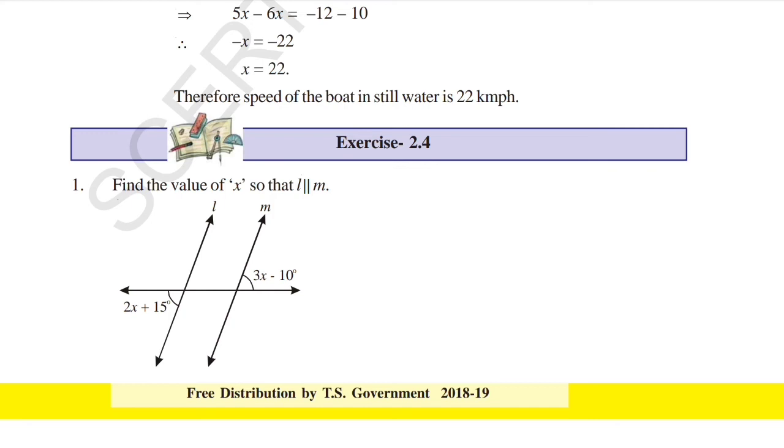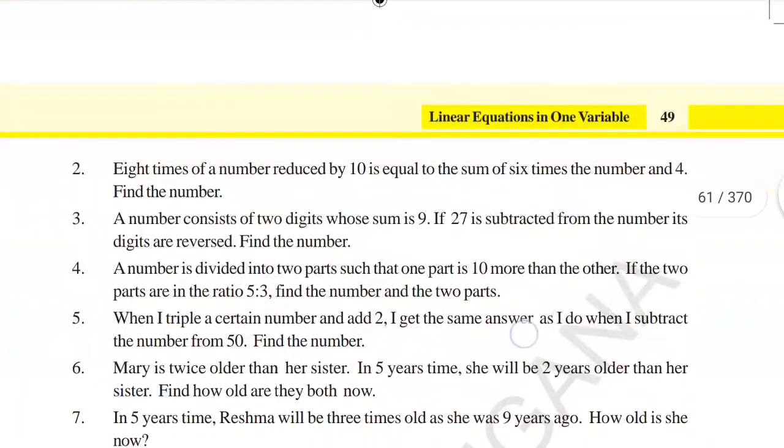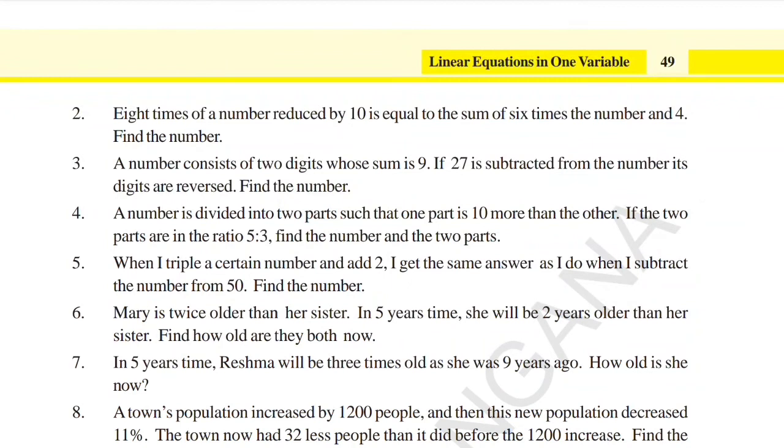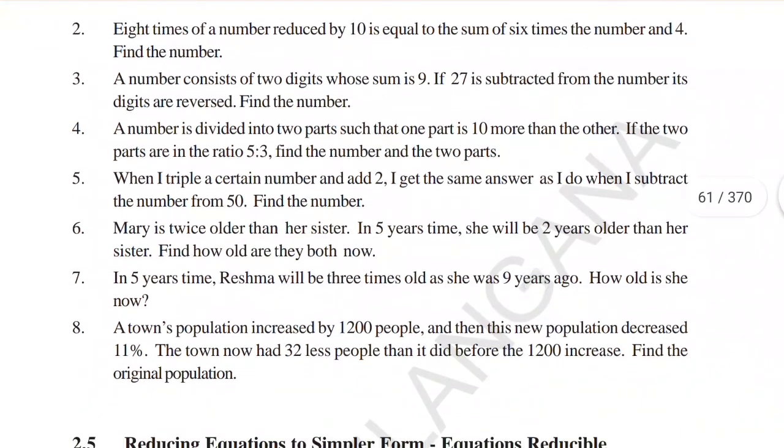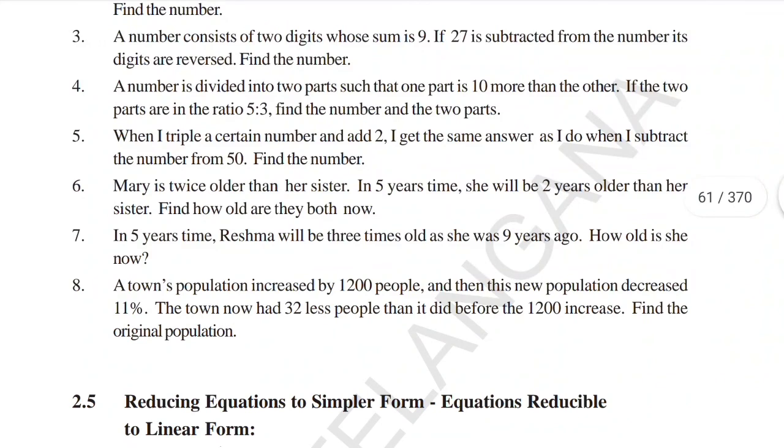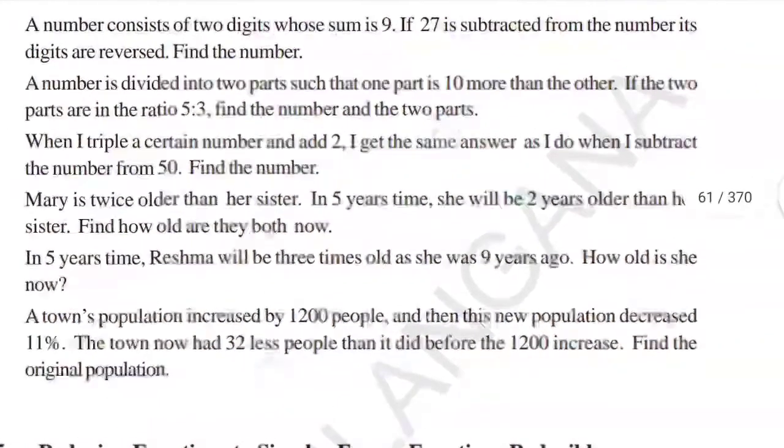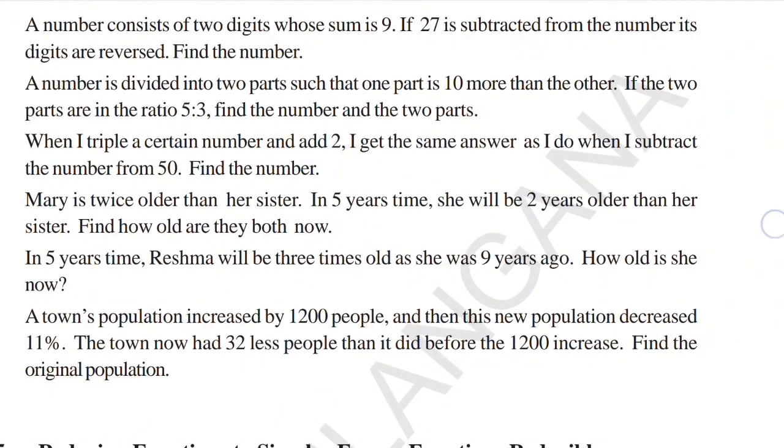So it is a homework. Find the value of x so that L is parallel to M. Okay, so the first problem is homework. Next, coming to word problems: second one, third, fourth, fifth. Yeah, the sixth one is an age related problem and the seventh one is also an age related problem. Let's complete the sixth and seventh problems now.